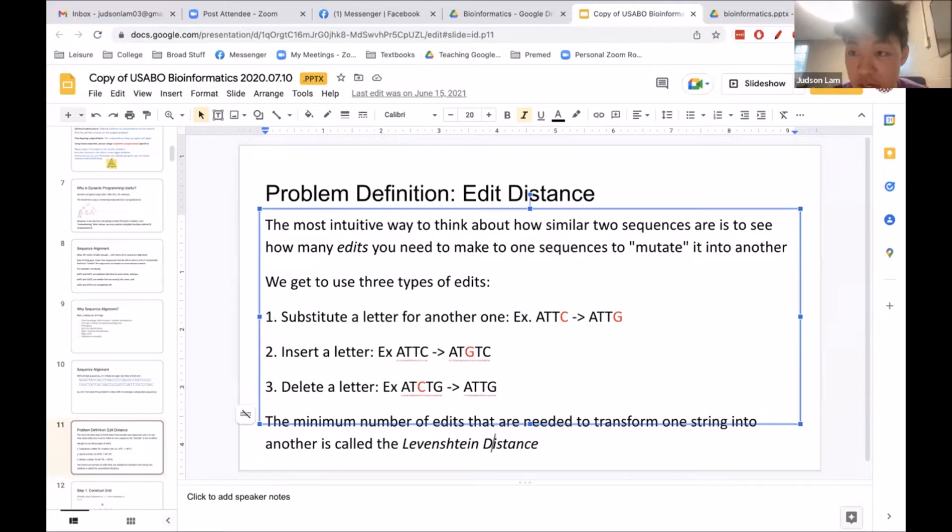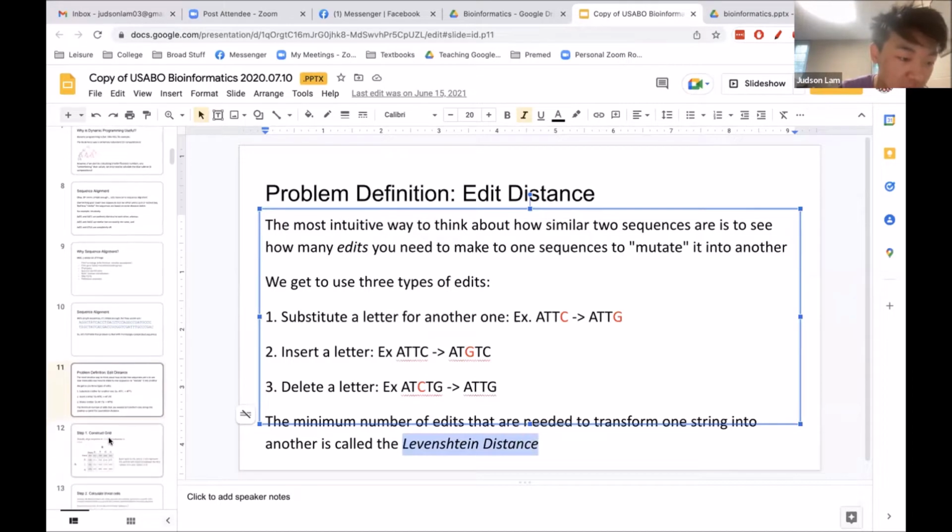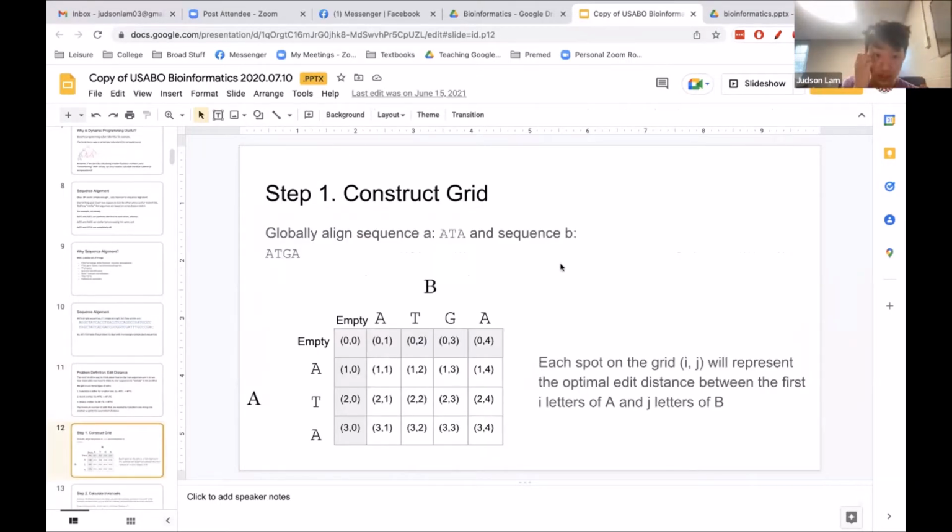And we're going to assume that the minimum number of edits is just the distance of the 2 sequences. So this is called a Levenshtein distance. So how are we going to do this? First, we're going to make a grid, and each spot on the grid will represent the optimal edit distance between the sequences up to that point on both sides. For example, this part on the grid is going to represent the optimal sequence alignment of this part of this strand and this part of this strand.